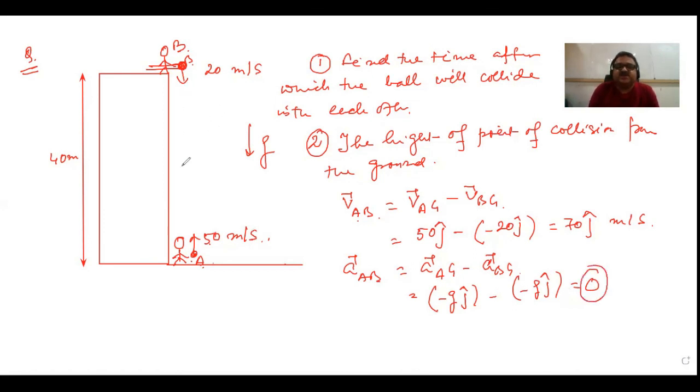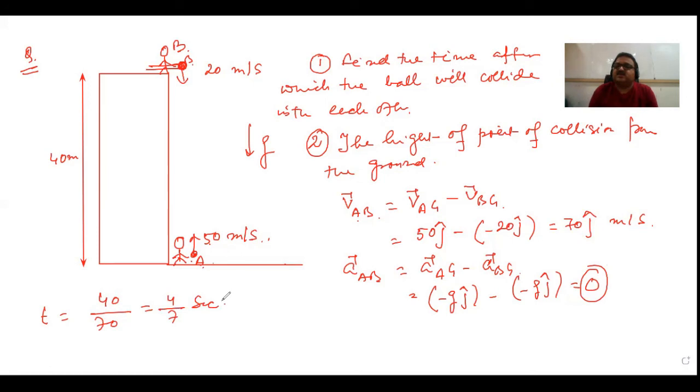Now, what is the initial separation? 40 meters. Since it is non-accelerated motion, uniform velocity motion, we can simply apply S equal to vt. So time is equal to distance by speed. Distance is 40 divided by 70. So time taken would be 4 by 7 seconds.